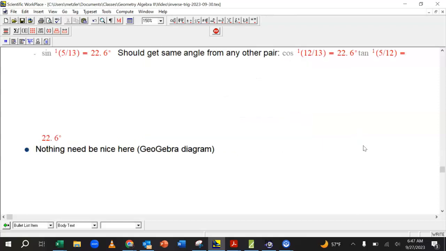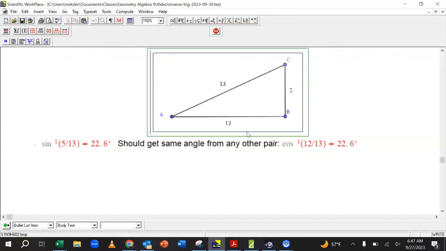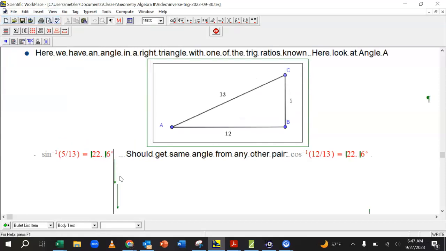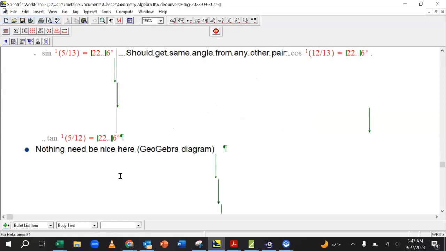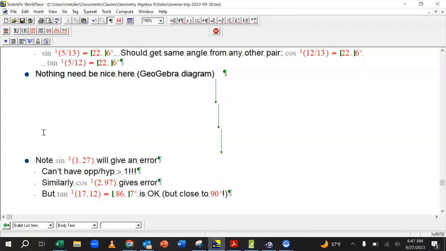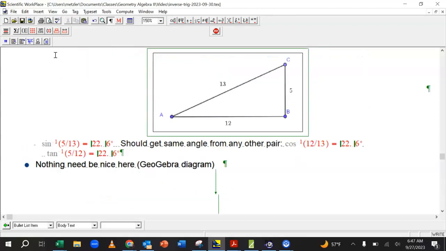Or we're going to see situations where, it's got a lot of extra spaces that I don't want. Okay. So I just want to be able to see the picture. Okay. Inverse tan of 5/12 is going to be that same angle.